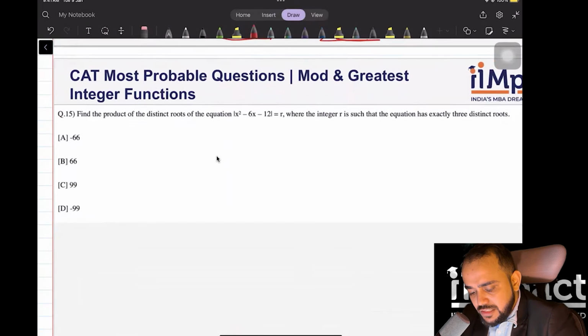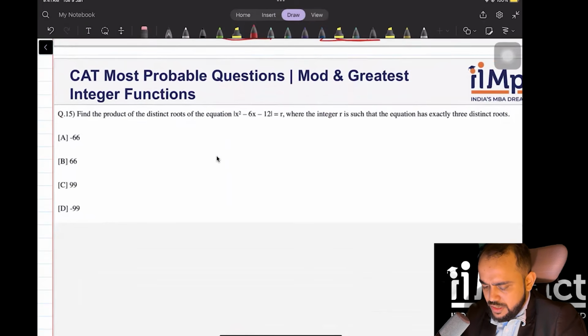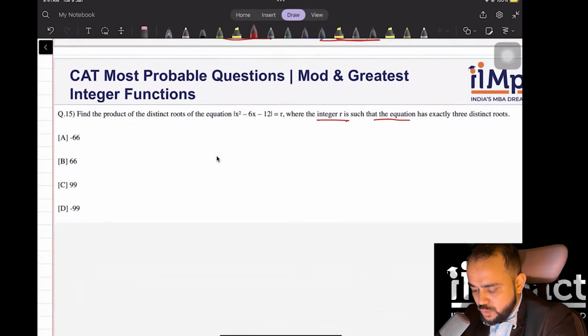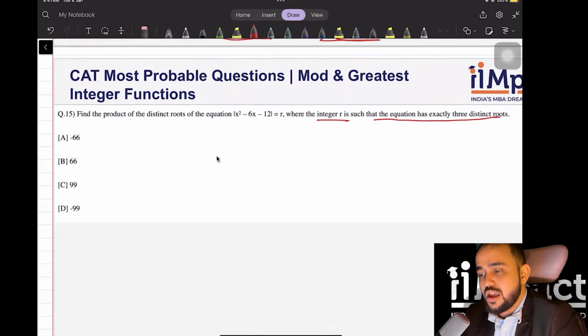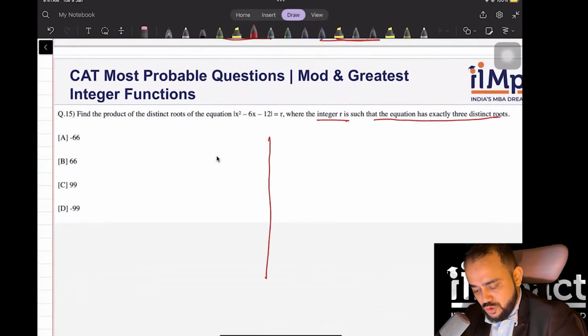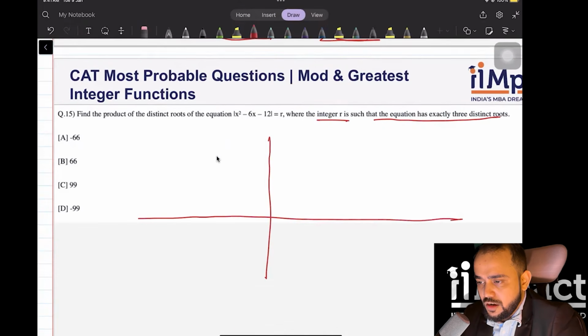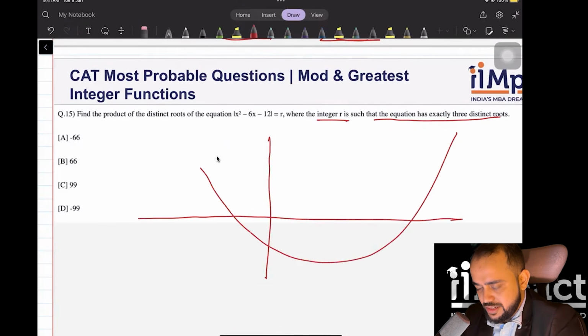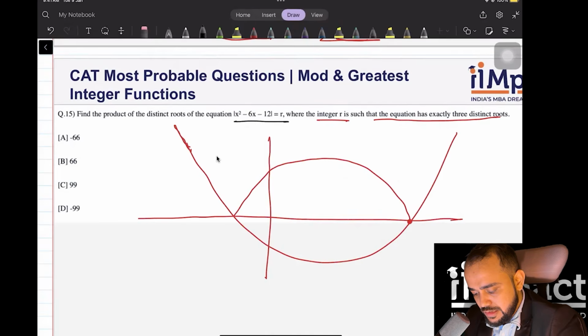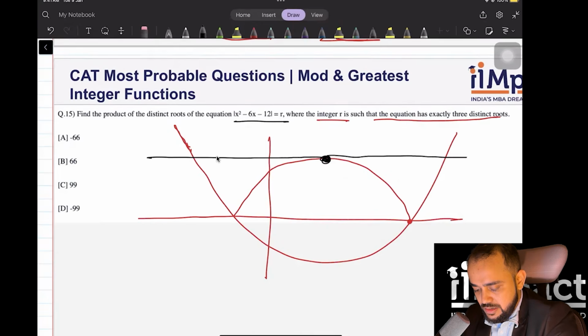All right. Find the product of the distinct roots of the equation mod of x square minus 6x minus 12 is equal to r, where the integer r is such that the equation has exactly three distinct roots. So this is something which is very fun to discuss. Whatever quadratic you have, let's say it is something like this. I'm not even drawing it to scale. If you convert the mod, the only place where you will have three roots for something like this is when your r passes through the point of maxima here, like this.